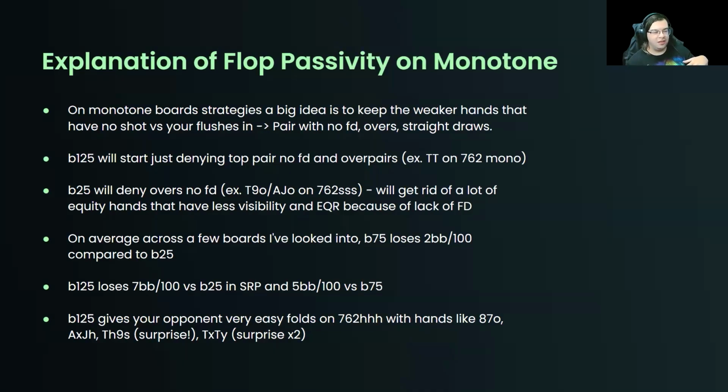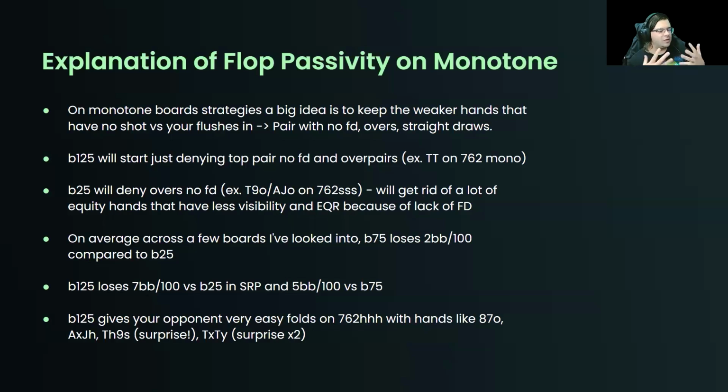So remember that we beat 33 on the 7-6 deuce that we just saw, and on the flop, big blind had to fold absolutely every overcard known to man without a heart, which I think is insane and amazing, but that's how poker works, right? So pair no flush draw, bottom pair no flush draw, he has to fold or raise. Overs, he has to fold mostly. Straight draws like 10-9 on 7-6 deuce, he has to fold them. B125, we just start denying top pair no flush draw and over pairs.